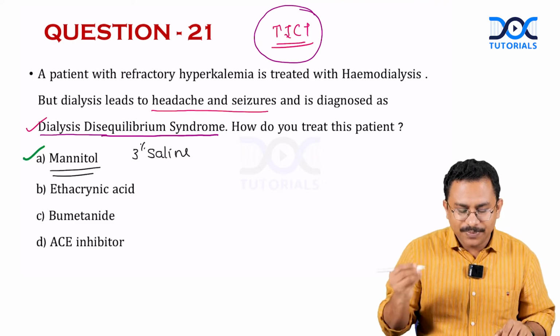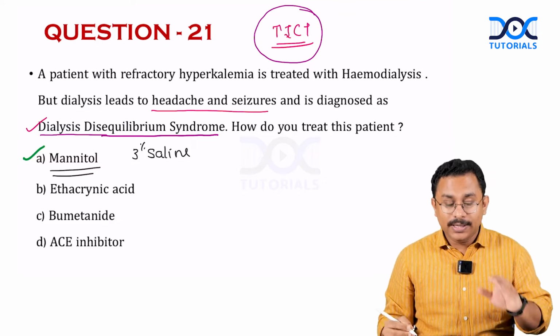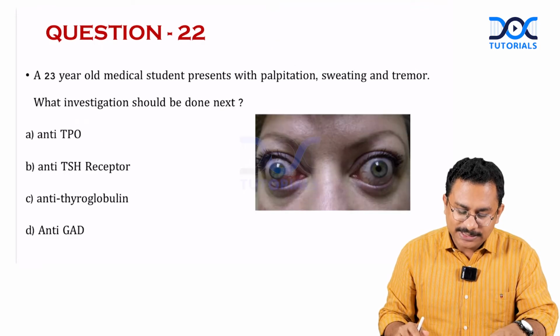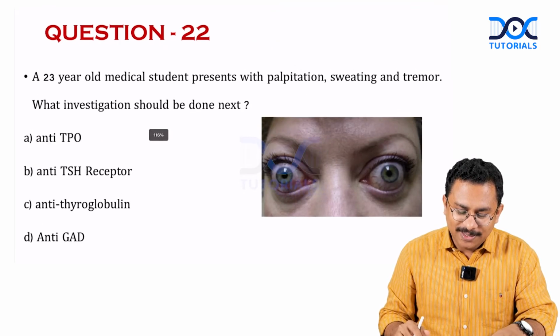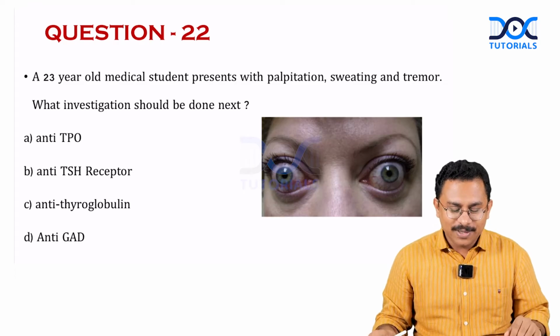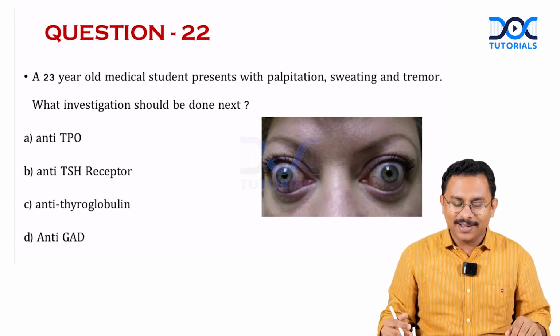So that will be given in this patient. Okay, so mannitol is the answer for this question. Coming to the next question, 22. A 23-year-old medical student presents with palpitation, sweating and tremor. What investigation should be done next?